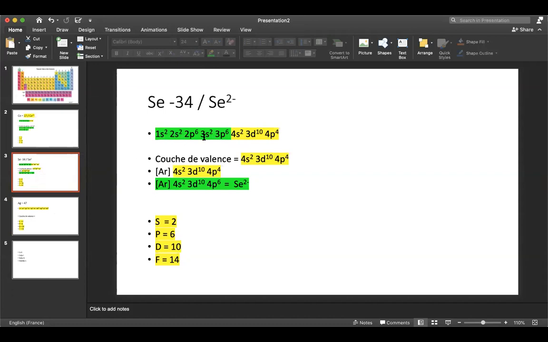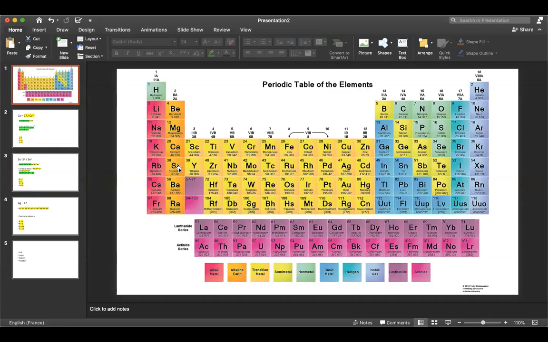So what we're doing here is just counting: 2 plus 2 is 4. 4 plus 6 is 10. 10 plus 8 gives us 18. Now, if we count to 18 plus 2, we're going to have 20. At position number 20, that's not a noble gas. So position number 18 will be the appropriate noble gas for our element. C'est clair?